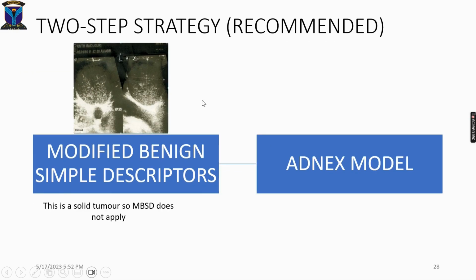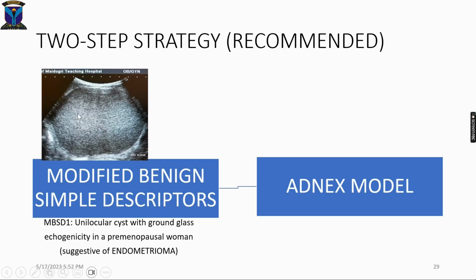Looking at the 2-step strategy, which is recommended. In this case now, modified benign simple descriptor, will it apply here? No, it will not apply here. Why? Because this is a solid lesion. So what do you do? You move straight to Adnexa model. What about this? Will you apply modified benign simple descriptors? Yes. Why? Because this is a unilocular cyst with ground glass echogenicity in a premenopausal woman, which is also suggestive of endometrioma. So the modified benign simple descriptor has already classified these tumors. So there is no need going for Adnexa model.